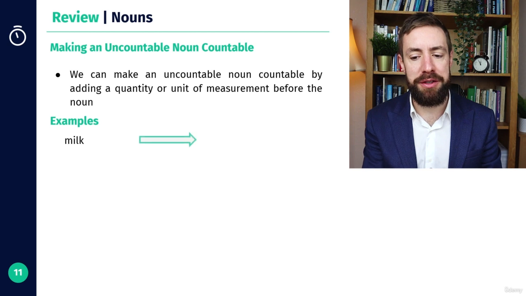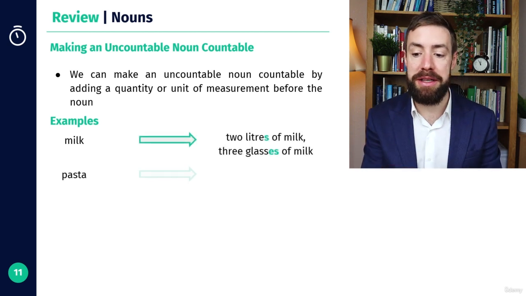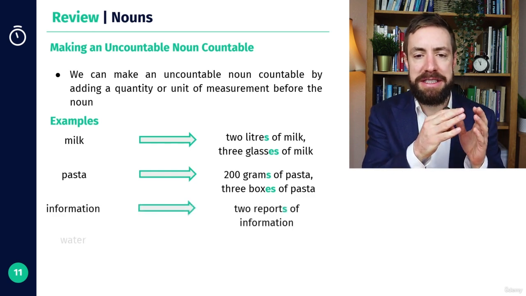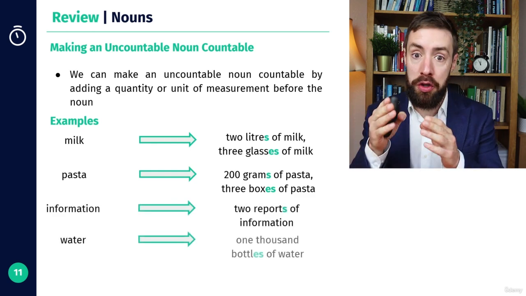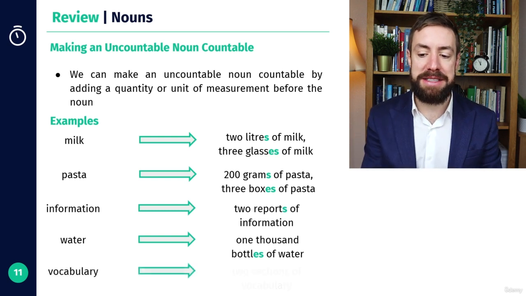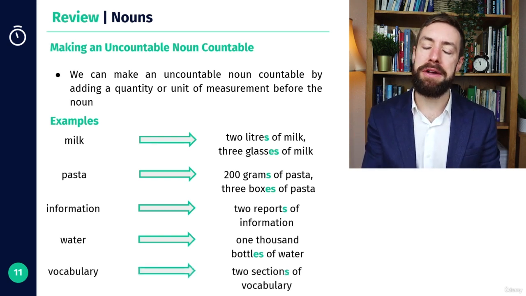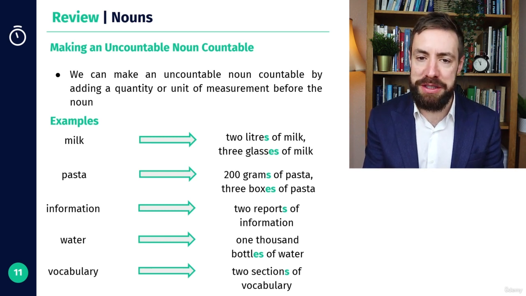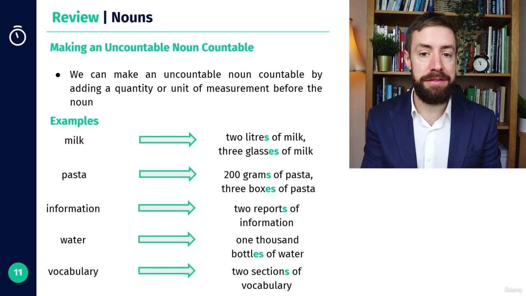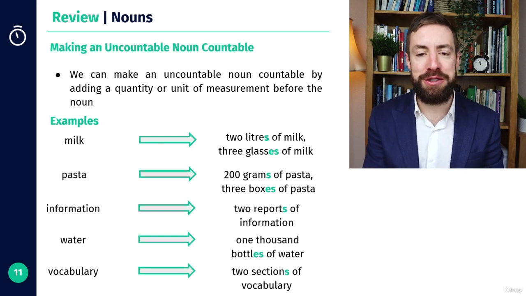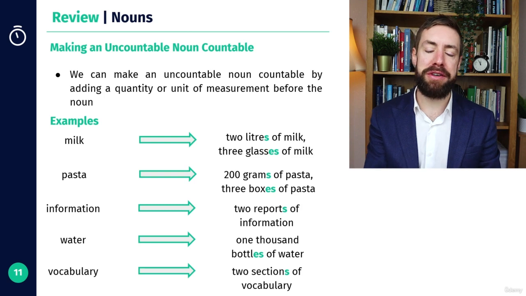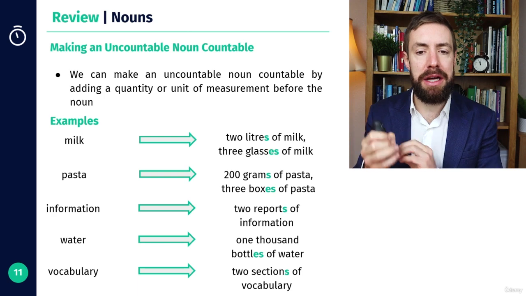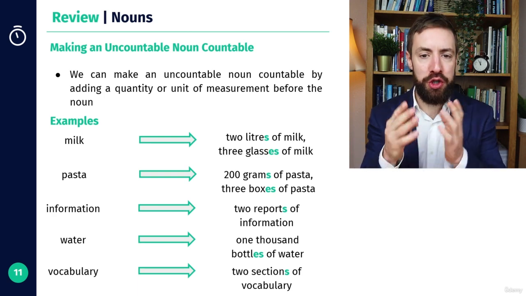First of all, milk, you could say 2 liters of milk or 3 glasses of milk. So really we're counting the liters and we're counting the glasses, not the milk itself. Pasta, 200 grams of pasta, 3 boxes of pasta. Information, you could say 2 reports of information, 2 pieces of information. Water, 1,000 bottles of water. And vocabulary, 2 sections of vocabulary. Or again, you could say 2 pieces of vocabulary, and that would mean 2 words.